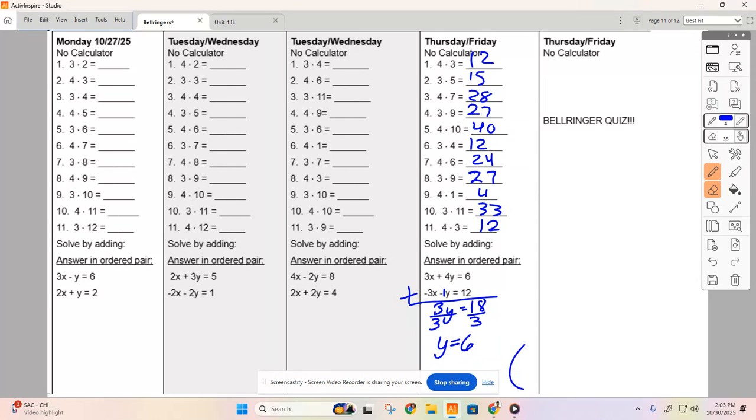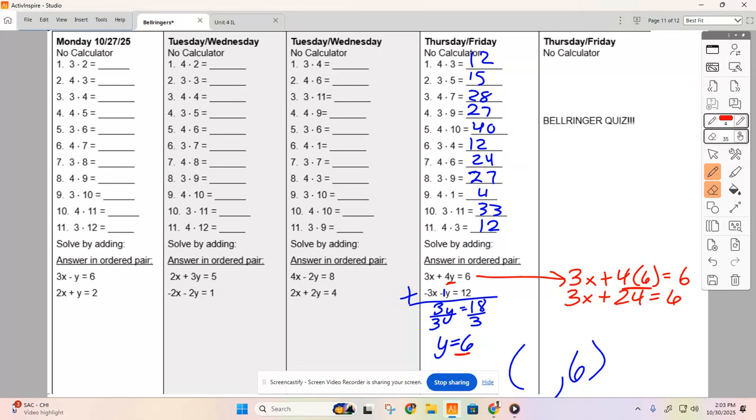So remember, our solution is an ordered pair. I now know that the y value is 6. For the x value, I can choose either equation. I'm choosing the top one only because there's no negatives. If I can avoid working with negatives, I will, because that's usually a place where we'll make a mistake. So in place of that y right here, I'm going to put my 6. So I have plus 4 times 6 equals 6. I want to multiply first. That gives me a 24.